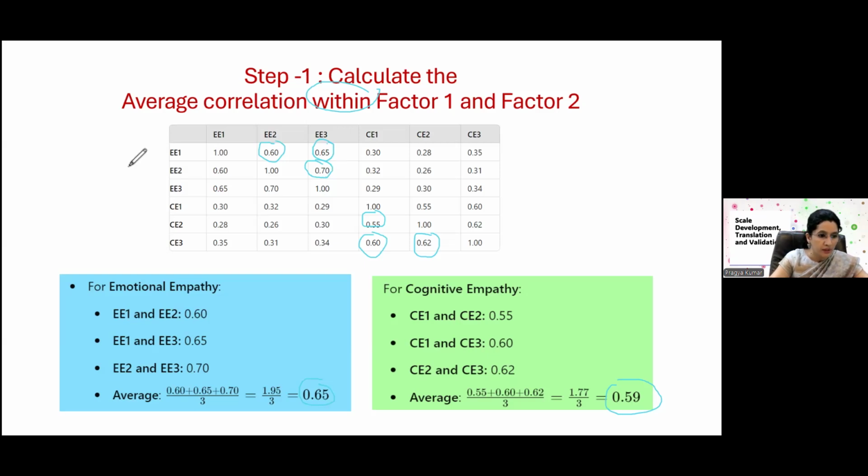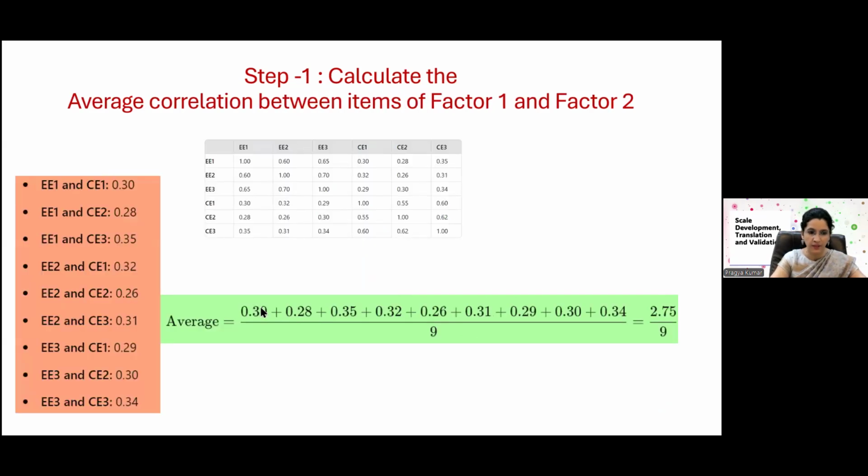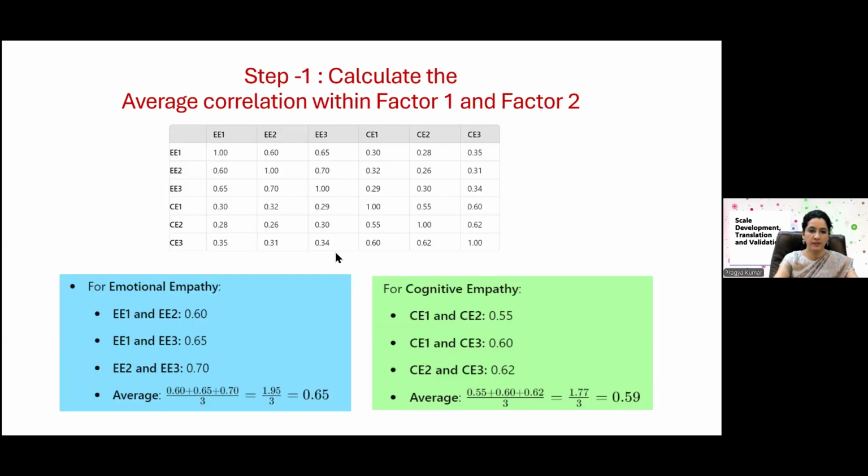So you can see that here what we are doing. So in the previous one, what we did? We took out the average between the factor 1 and factor 2. So we took out all the correlation between these two factors. And next, within factor.